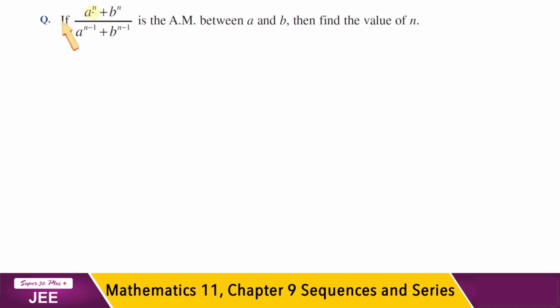If (a raised to the power n plus b raised to the power n) whole divided by (a raised to the power n minus 1 plus b raised to the power n minus 1) is the arithmetic mean between a and b, then find the value of n. Now since we know that the arithmetic mean between two numbers a and b is given by (a plus b) whole divided by 2, and this is given to be equal to this quantity.